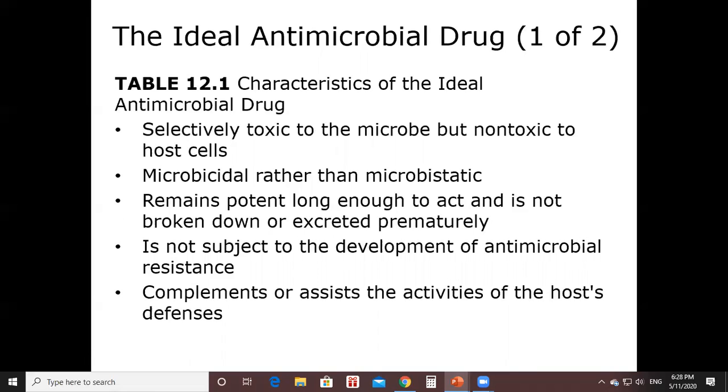Another ideal characteristic is remains potent, remains strong enough, and strong long enough to act, and is not broken down or excreted prematurely. Another ideal characteristic is not subject to development of antimicrobial resistance. So it needs to be able to kill them without the microbes learning how to be resistant to it. Another thing is that it complements or assists activities of the host defenses. So these are important for you to know, the characteristics of the ideal antimicrobial drug.